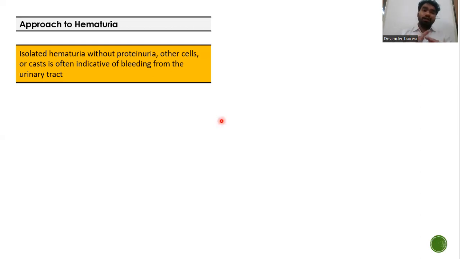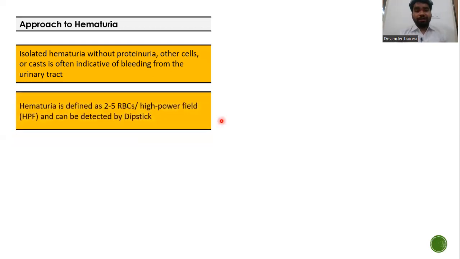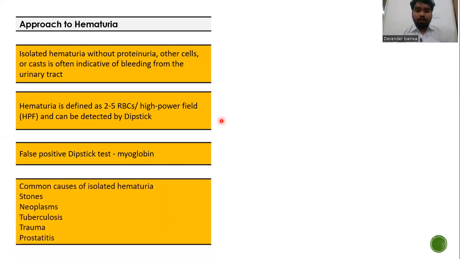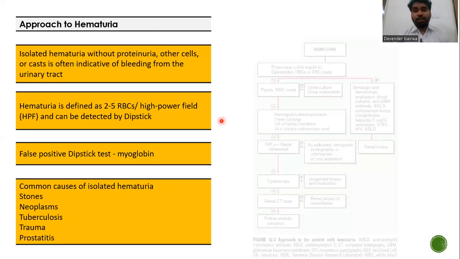If the patient has only isolated, intact RBCs, then mostly the bleed is from somewhere down: renal pelvis, ureter, bladder, urethra, or somewhere else. 2 to 5 RBCs per high power field is defined as hematuria, and generally we can use dipstick rapid methods in the IPDs to check for that. But the problem with the dipstick test is false positivity. Suppose the patient has myoglobin in the urine because of muscle injury or exertion, then the dipstick test will be false positive. Some common causes of isolated hematuria that we should always remember include stones, neoplasms, tuberculosis, trauma, and prostatitis.